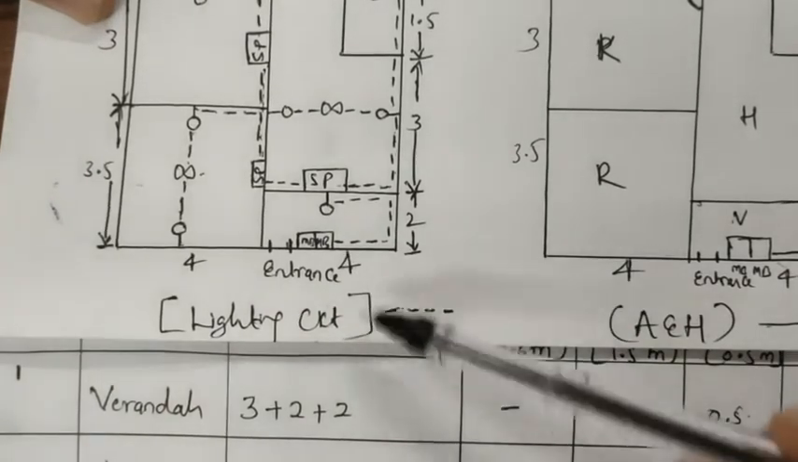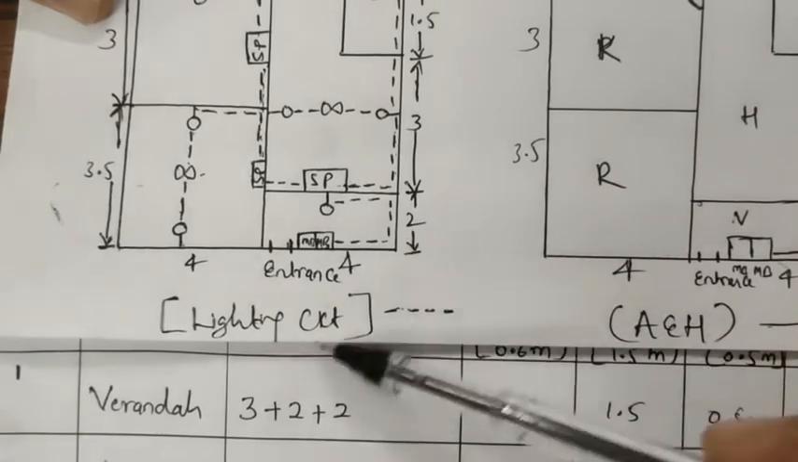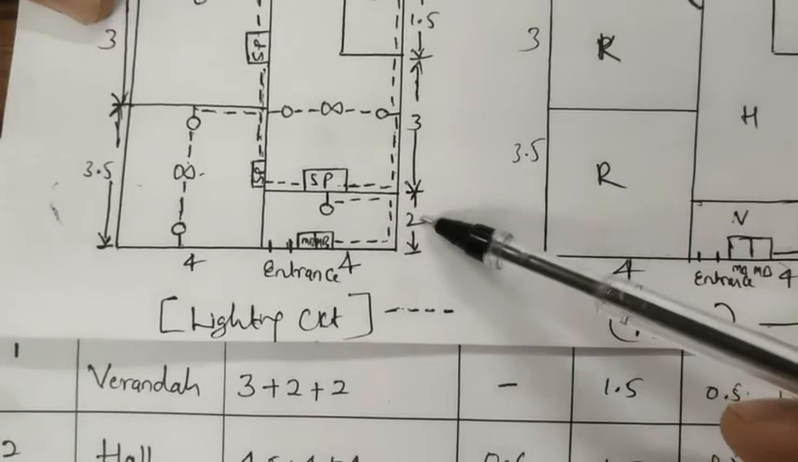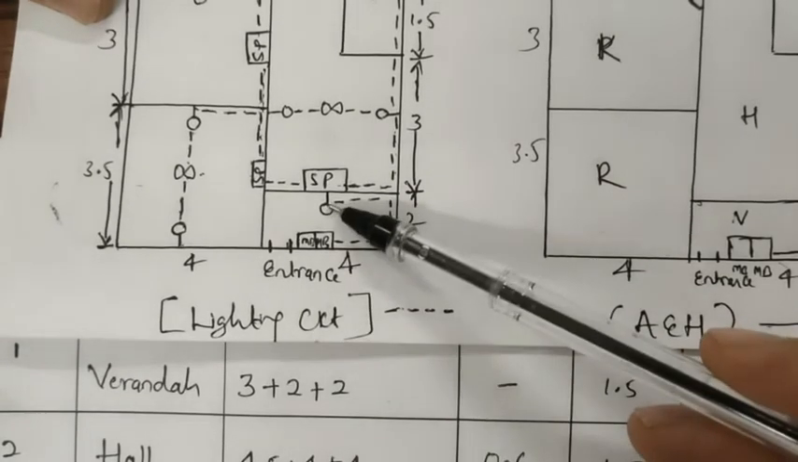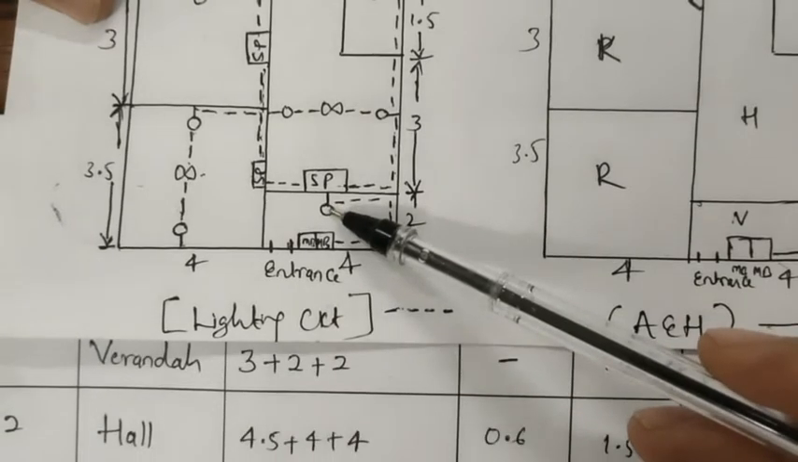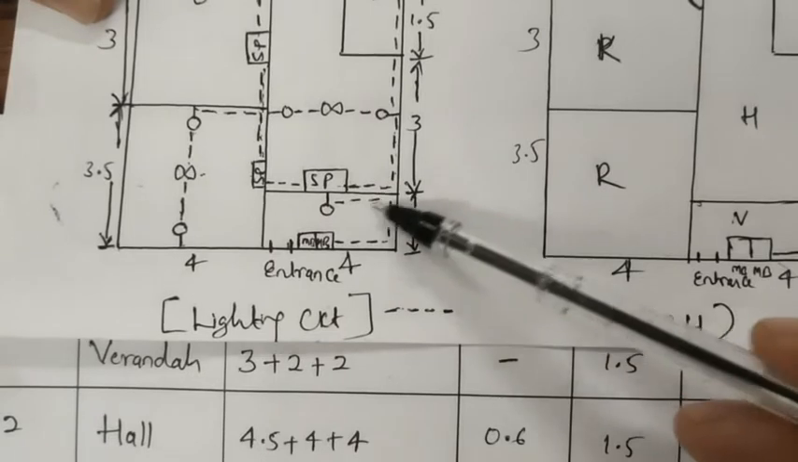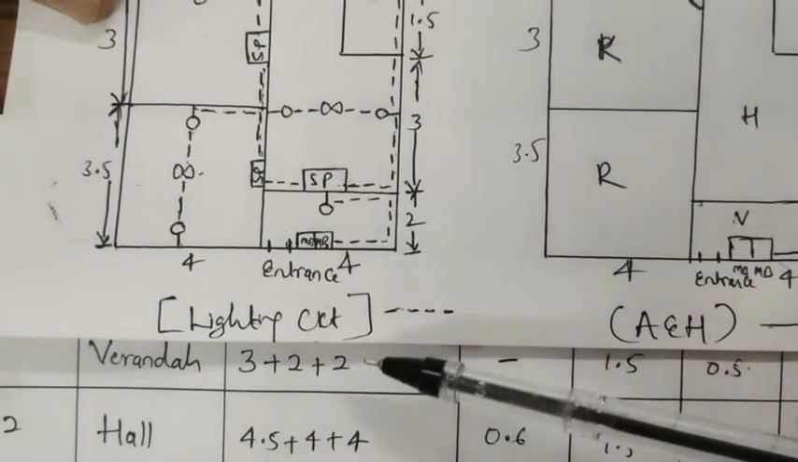Now I have taken a 1 meter gap, and the remaining 3 meter I have considered, that is 3 plus. Up to this point, this is 2 meter, and this is exactly the center of the room. The total length is 4 meter, and half of that is 2 meter. So 3 plus 2 plus 2, this is the veranda.